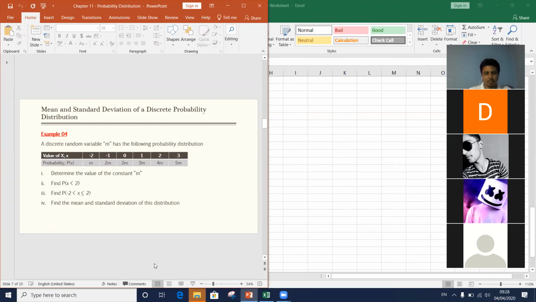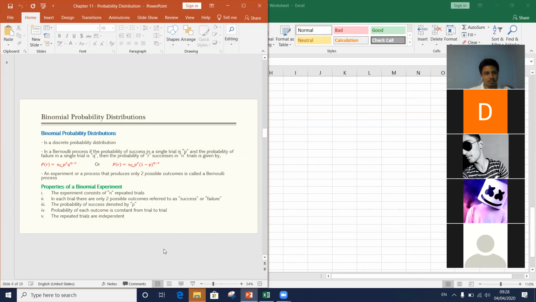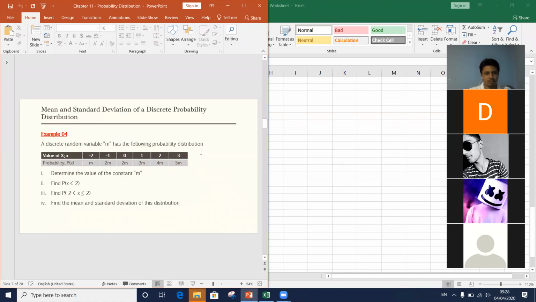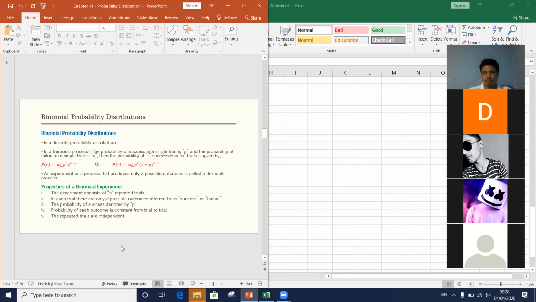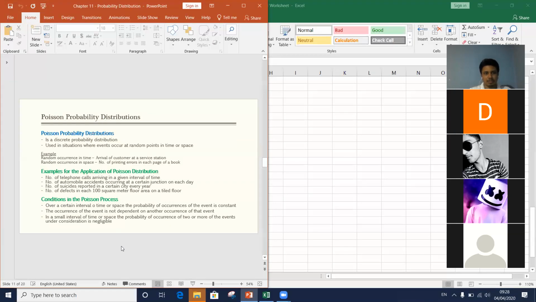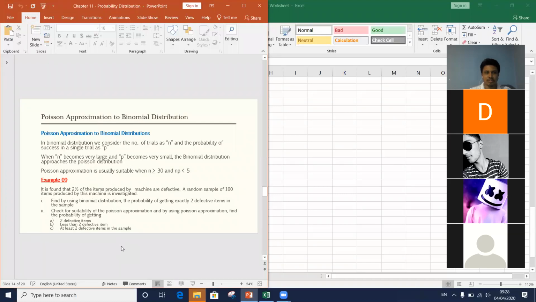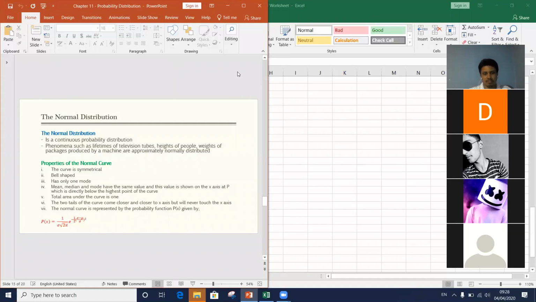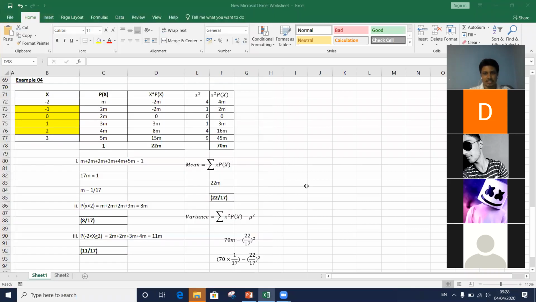Right? So probability distributions. Hope you can do example number 4. Right. So the other things, binomial probability distributions, these approximations, Poisson probability distributions, and normal distributions, we will discuss those things with another session, right? So for the moment, we will stop from here, right?